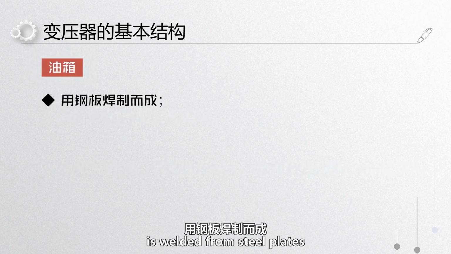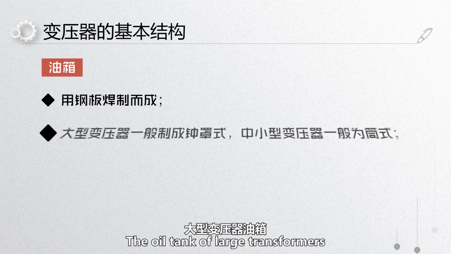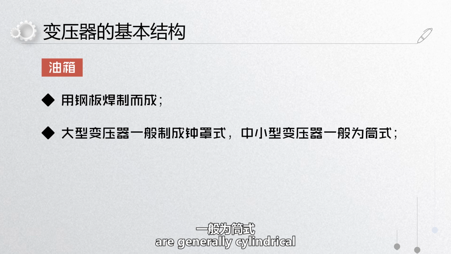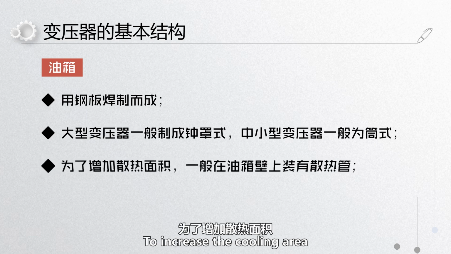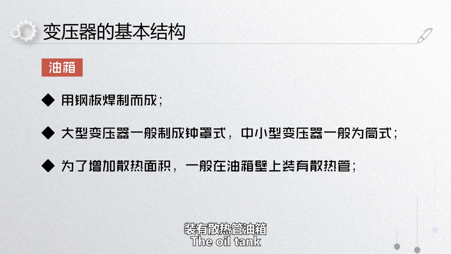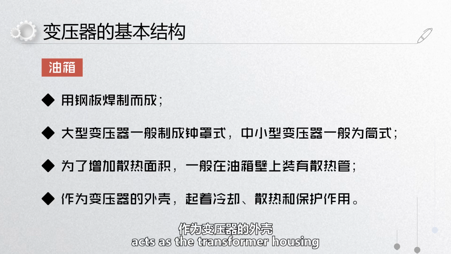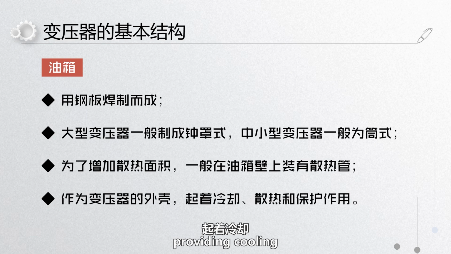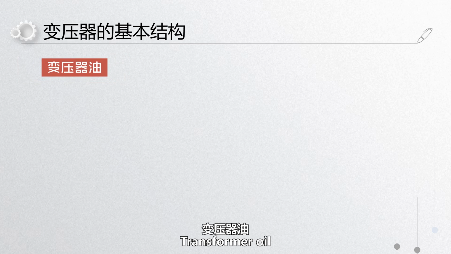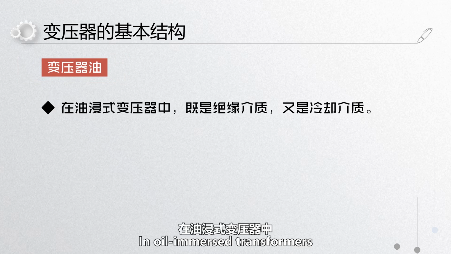The oil tank is welded from steel plates. The oil tank of large transformers is generally made in bell type. Medium and small transformers are generally cylindrical. To increase the cooling area, there are generally cooling tubes installed on the oil tank walls. The oil tank acts as the transformer housing, providing cooling, heat dissipation, and containing the transformer oil in oil immersed transformers.